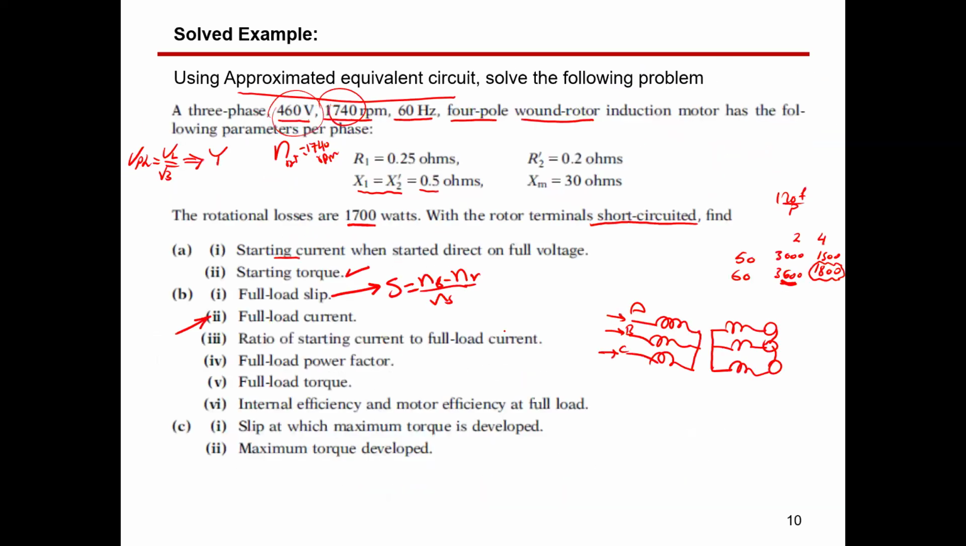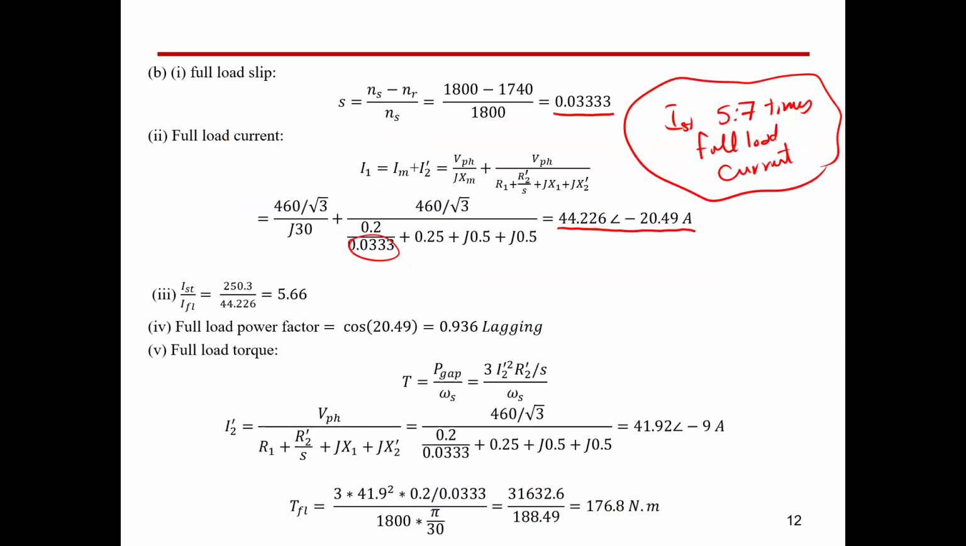A third question here is the ratio of starting current to full load current. And this is the one we just said right now. What is the ratio? So just divide 250 over the 44 ampere to get that ratio. So I starting 250 divide 44, it's 5.66 times, which is from 5 to 7 as we just discussed.